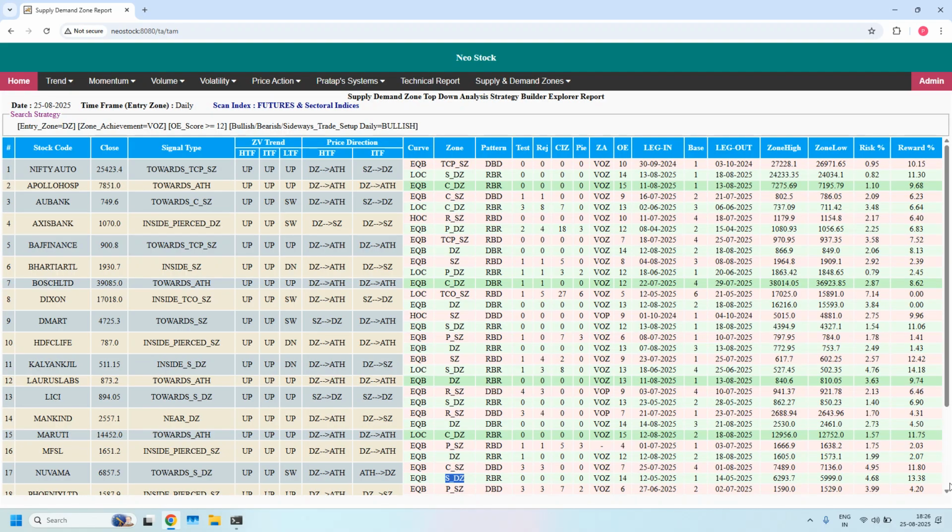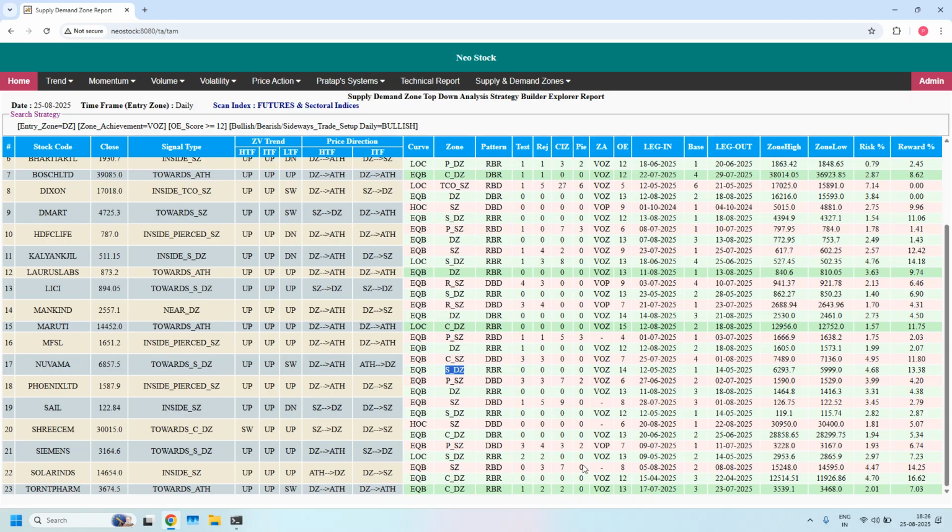Scrolling the list down. So total we got 23 stocks. So all these entry time frame zones are demand zones. Daily demand zones. So total we got 23 daily demand zones. Out of these 23 daily demand zones, there could be some daily demand zones having high probability to get success. So how to identify them?